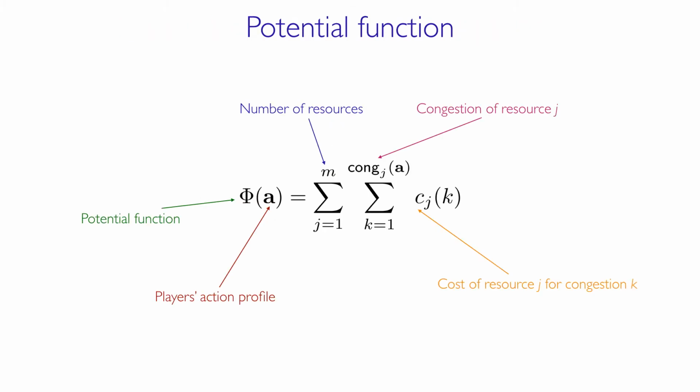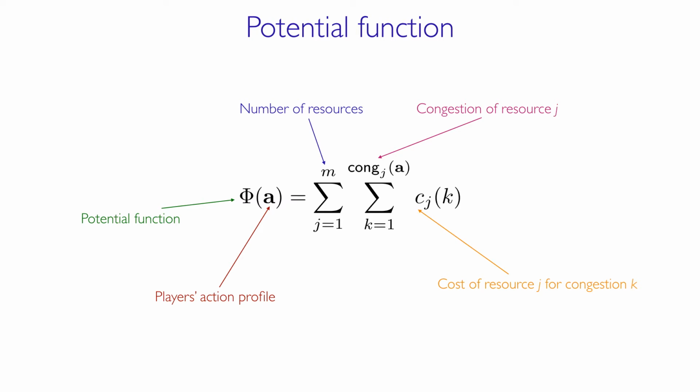In congestion games, a special function called potential function can be defined. This function is denoted by the letter phi and associates each action profile with a number. The number is defined as a double sum. The first sum is over all the resources from 1 to m, that is the number of the resources. The second sum is from 1 to the congestion of resource j.